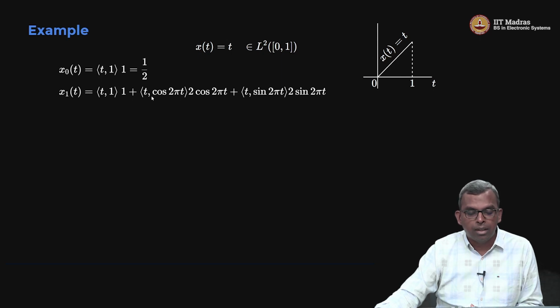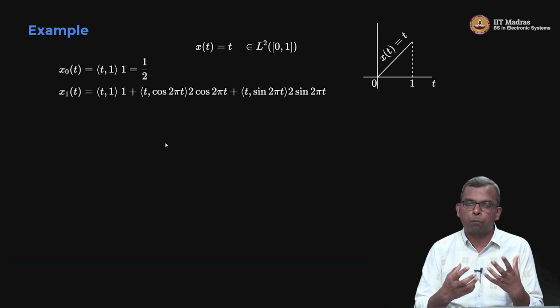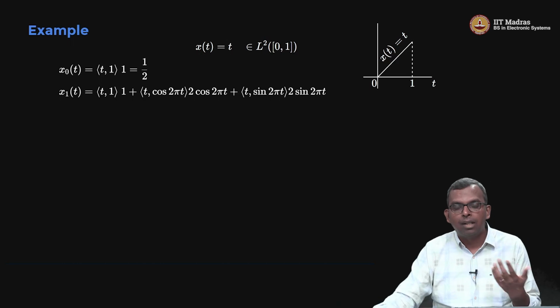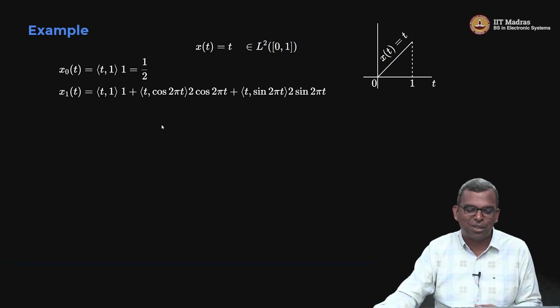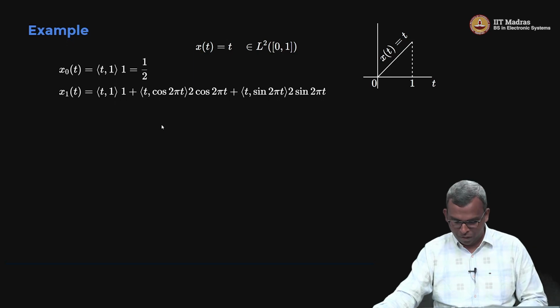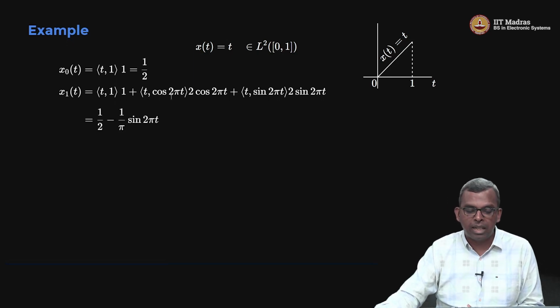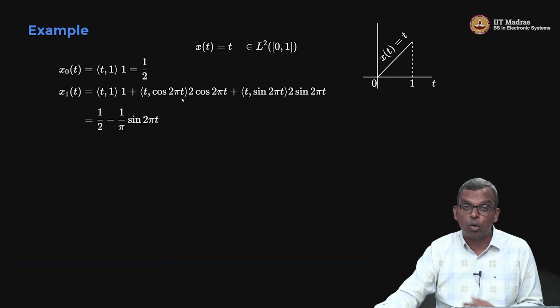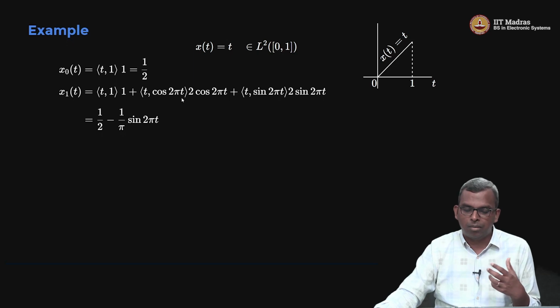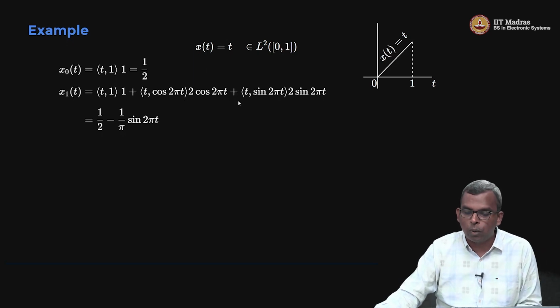And then x1 of t is, of course, you project, you do the inner product with 1, with cos 2 pi t and sin 2 pi t. Now these you have to evaluate. So t comma cos 2 pi t is the integral 0 to 1 of t cos 2 pi t dt. Now that integral involves integration by parts. You may remember that from math 1, or like me, you can go to a computing package and throw this integral at it, and it will give you the answer. You will see that this particular integral, t cos 2 pi t, goes to 0, that's how it works.